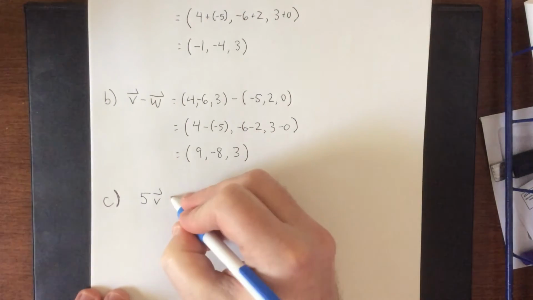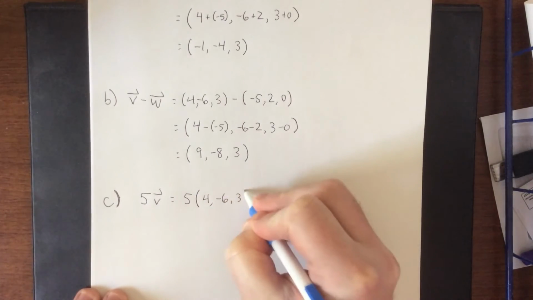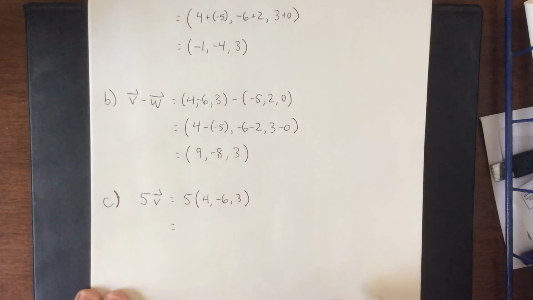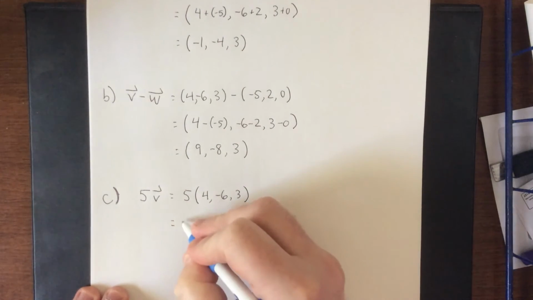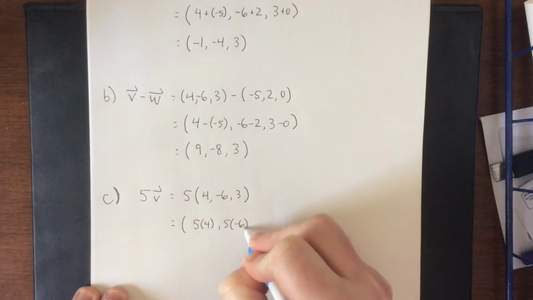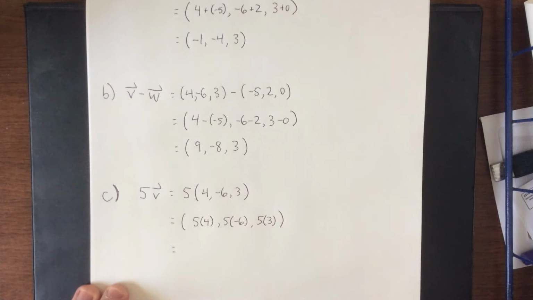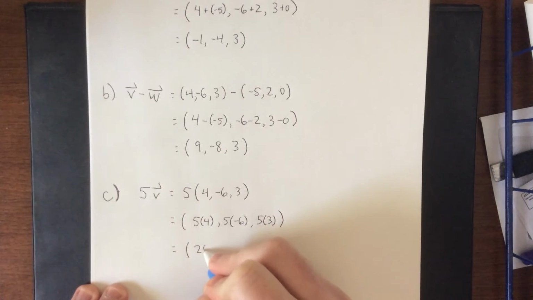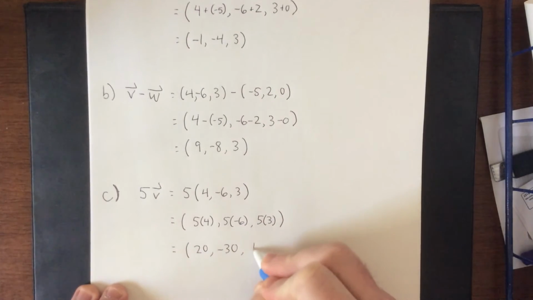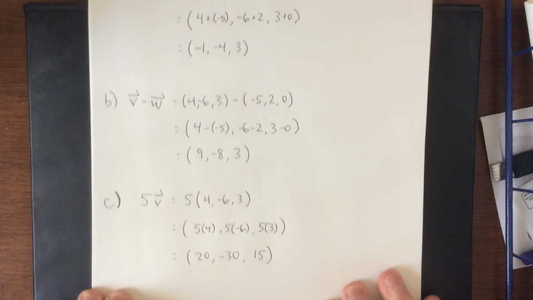We're going to take 5 times the vector v. So 5 times vector v, which is 4, -6, 3. By the definition of scalar multiplication, we will be multiplying all three of these components by 5, whatever that scalar happens to be, in front of the vector. So we'll be doing 5 times 4, 5 times -6, and 5 times 3 for the vector 20, -30, and 15. No problem.